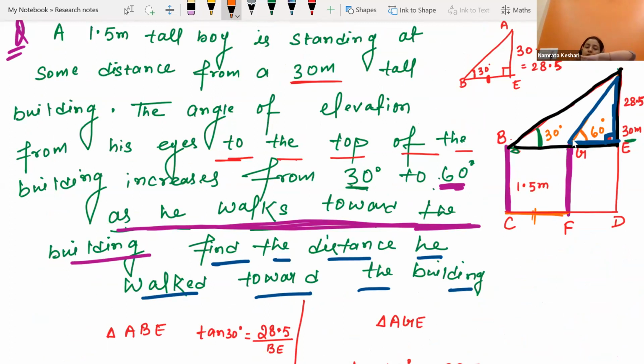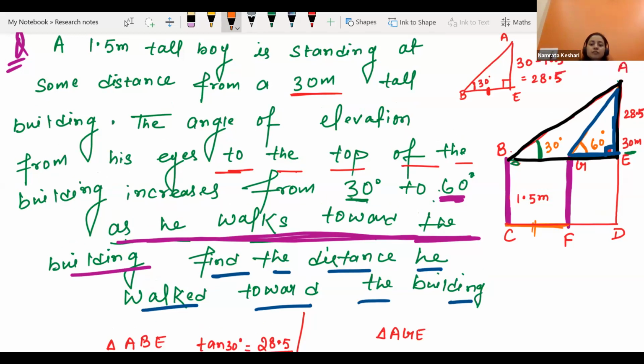Why? Because ground level is there, and exactly parallel to ground level we are drawing a line. That is what forms the rectangle. That's why we are saying if we have to find CF, we can find BG, and we can say CF and BG will be the same. Yes or no? Any confusion? Let's continue.